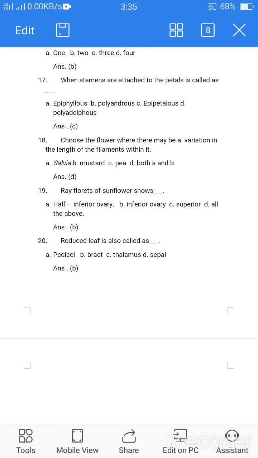Next, last question in this session. Let us discuss the 20th question. Reduced leaf is also called option A, pedicel, B, bract, C, thalamus, D, sepal. The correct answer for this question is option B, bract. So the leaf is reduced to a bract, which is present at the base of the flower stalk. If the bracts are present, that nature is called bracteate, like in hibiscus flower. If the bracts are absent, that nature is called ebracteate.